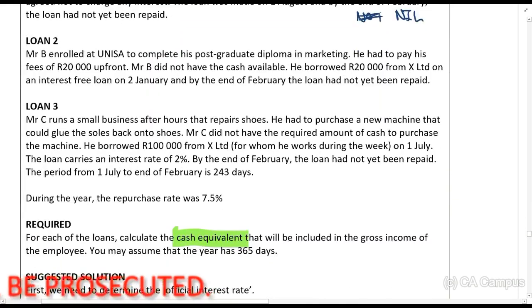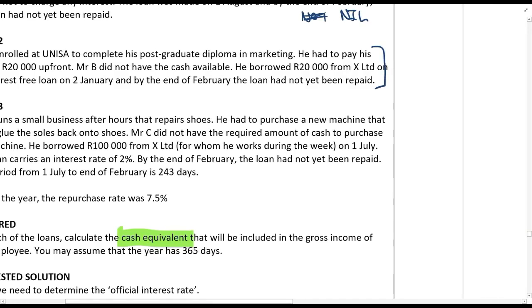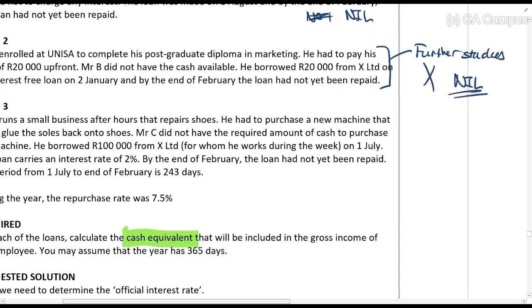Loan 2: Mr. B enrolled at UNISA to complete his postgraduate diploma in marketing. He had to pay his fees of R20,000 up front. Mr. B did not have the cash available, so he borrowed R20,000 from X Limited on an interest-free loan on the 2nd of January, and by the end of February, the loan had not yet been repaid. So, guys, that R20,000 is to further his own studies. So then there is no value, it's a null fringe benefit.